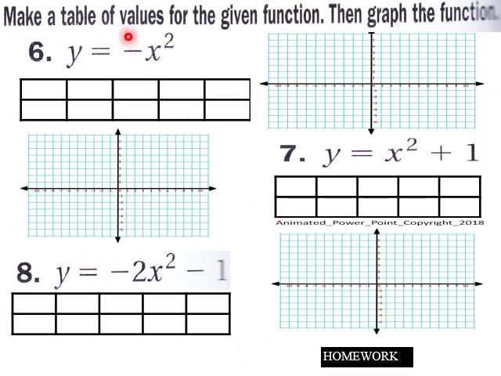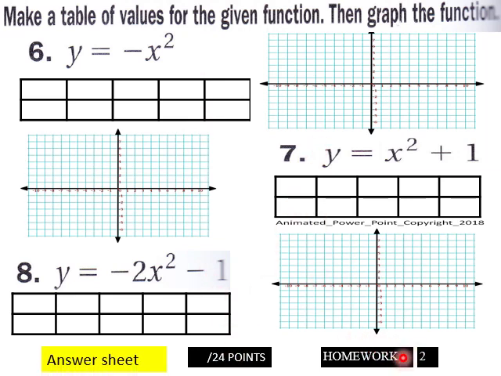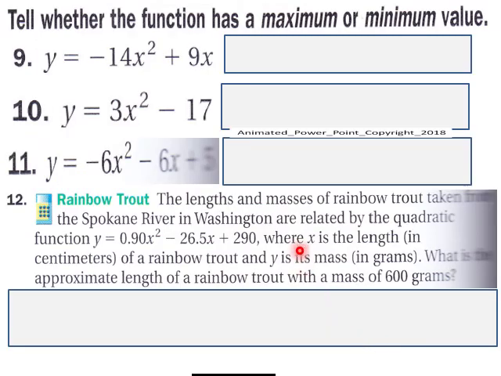Page 2, make a table of values for the given function, then graph these functions. So graph over here, this can go there, and this graph can go over here. Graph each one of these after you fill out your table for these functions. 24 points here for page 2.